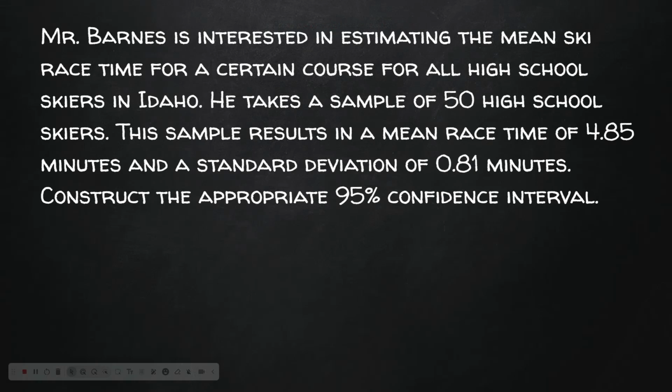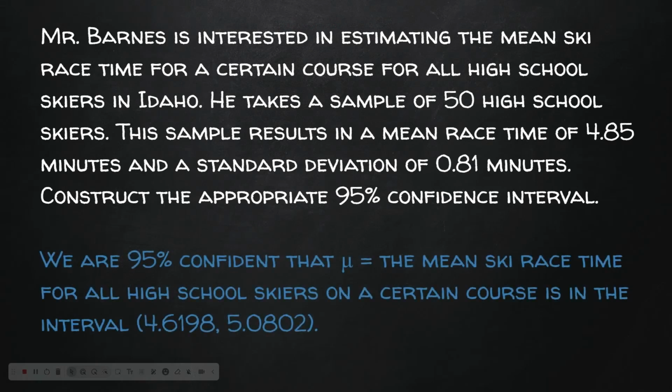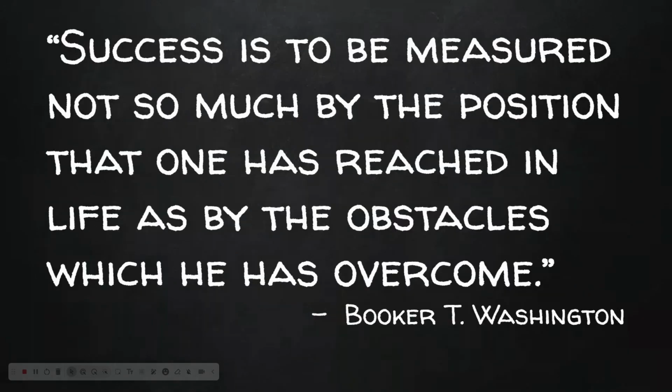Now that we have calculated our interval, the last step is to draw a conclusion from this. We would say we are 95% confident that mu equals the mean ski race time for all high school skiers on a certain course is in the interval 4.6198 to 5.0802.